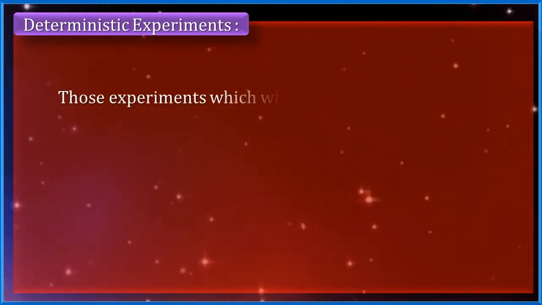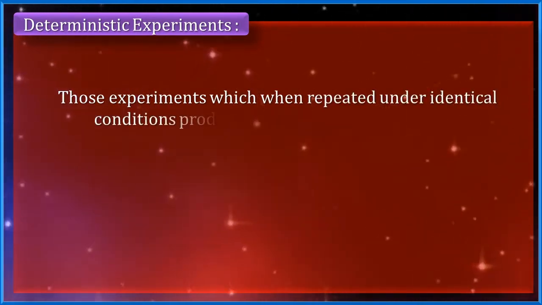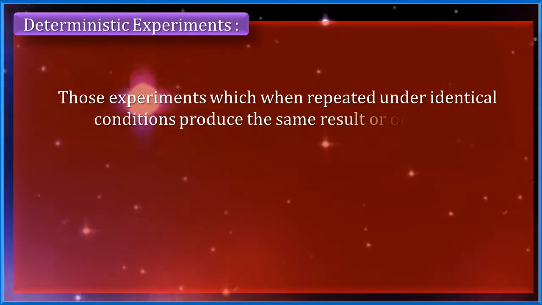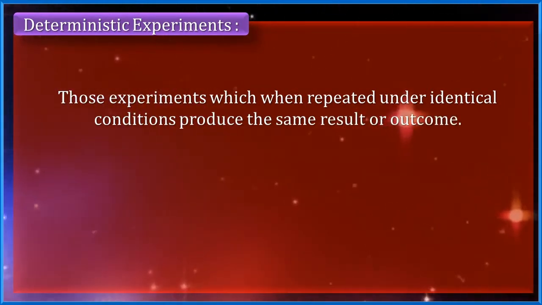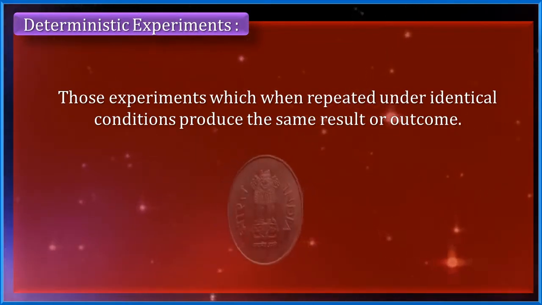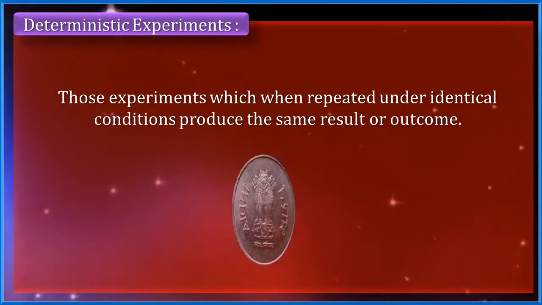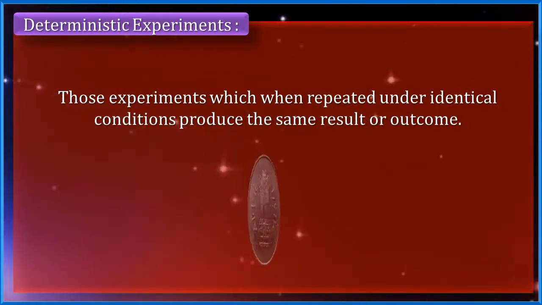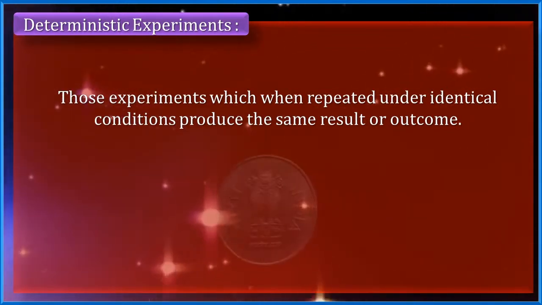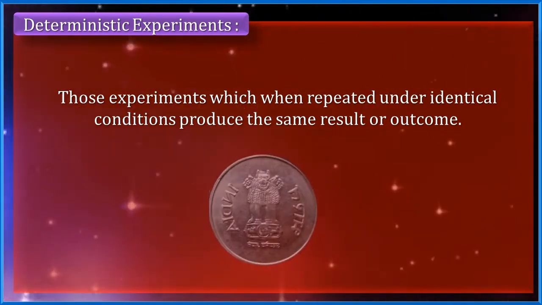Deterministic experiments are those experiments which, when repeated under identical conditions, produce the same result or outcome. For example, if we mark head H on both sides of a coin and it is tossed, then we always get the same outcome, assuming that it does not stand vertically.